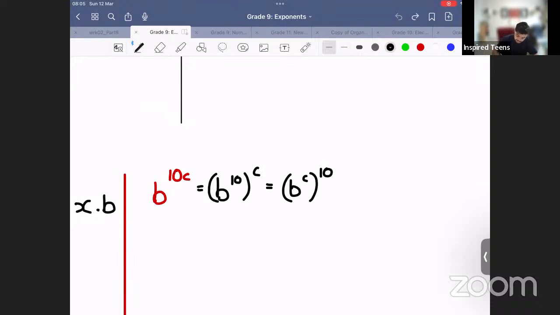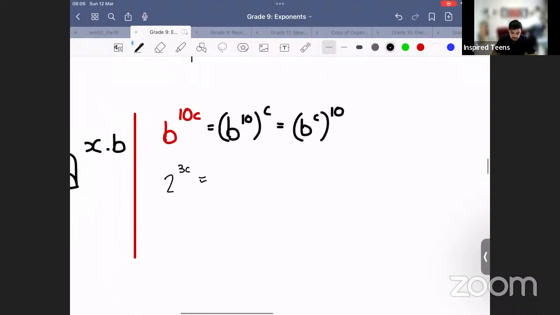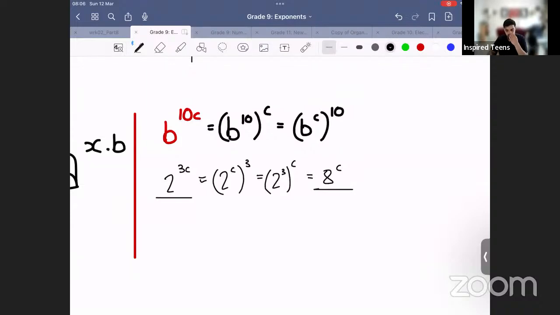Practically, if we have to do an example, we could have 2 to the power of 3c. Okay, so if you want to, you can put it as 2 to the power of c to the power of 3. Or to simplify this, we could put it as 2 to the power of 3 to the power of c, and then this becomes 8 to the power of c. So 2 to the power of 3c is actually 8 to the power of c. Okay, so that's working backwards how we can simplify it.